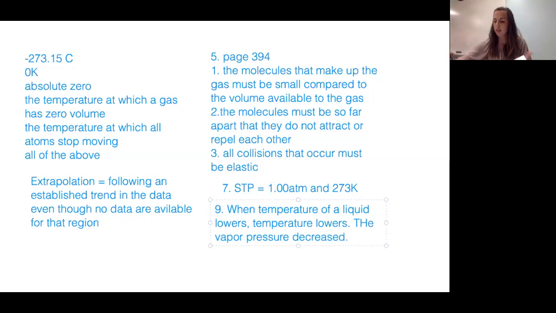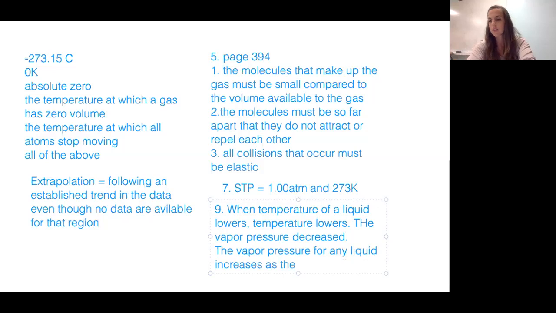And I'm just going to see how that compares to a question on your test. Okay, so it looks like the opposite would also be true here, which is what you're going to need to know. So also, the vapor pressure for any liquid increases as the temperature increases.